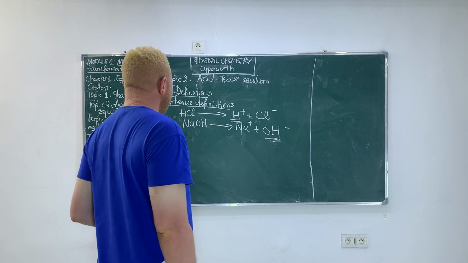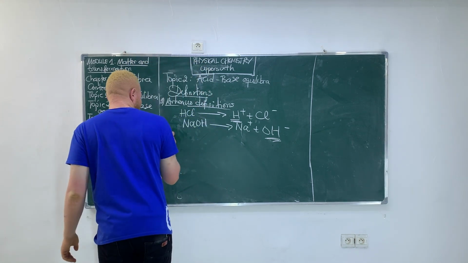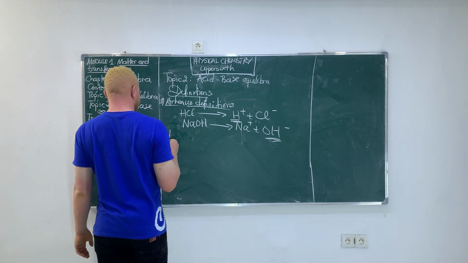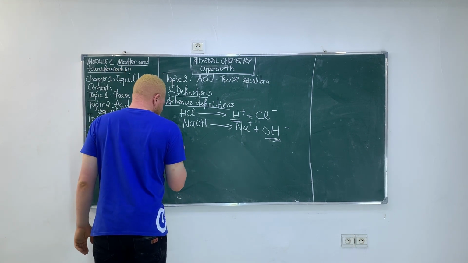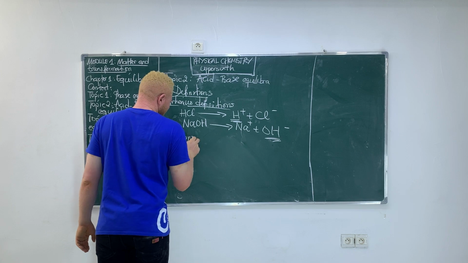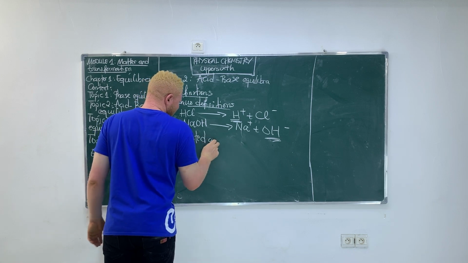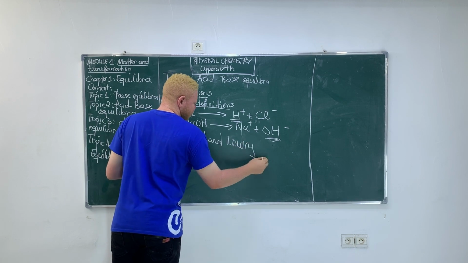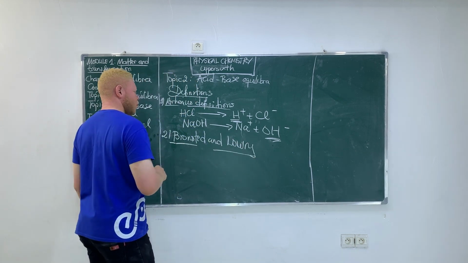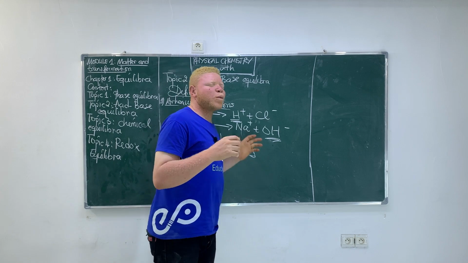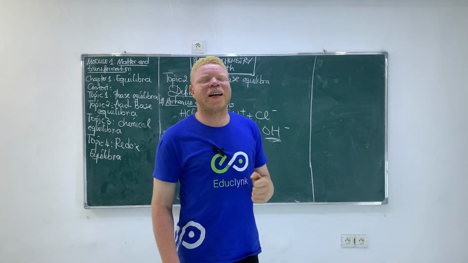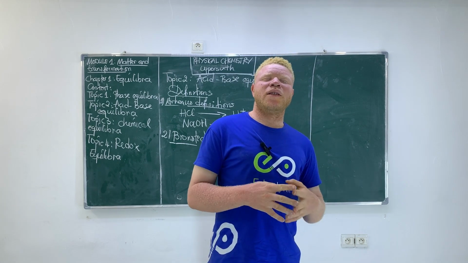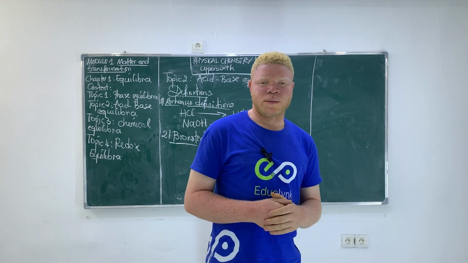Okay, we can go down to the next definition: Brønsted and Lowry. According to Brønsted and Lowry, an acid is a proton donor. A base is a proton acceptor.